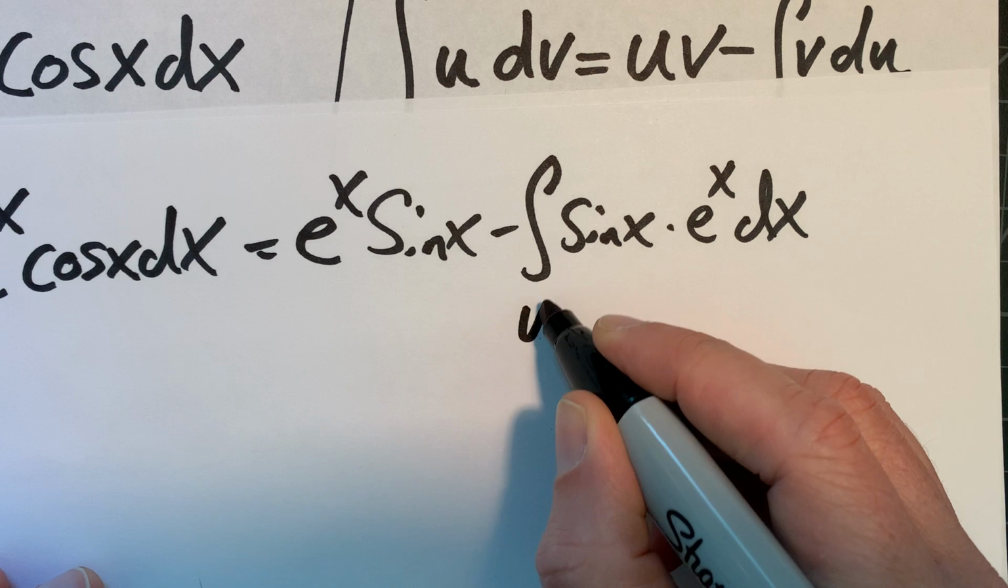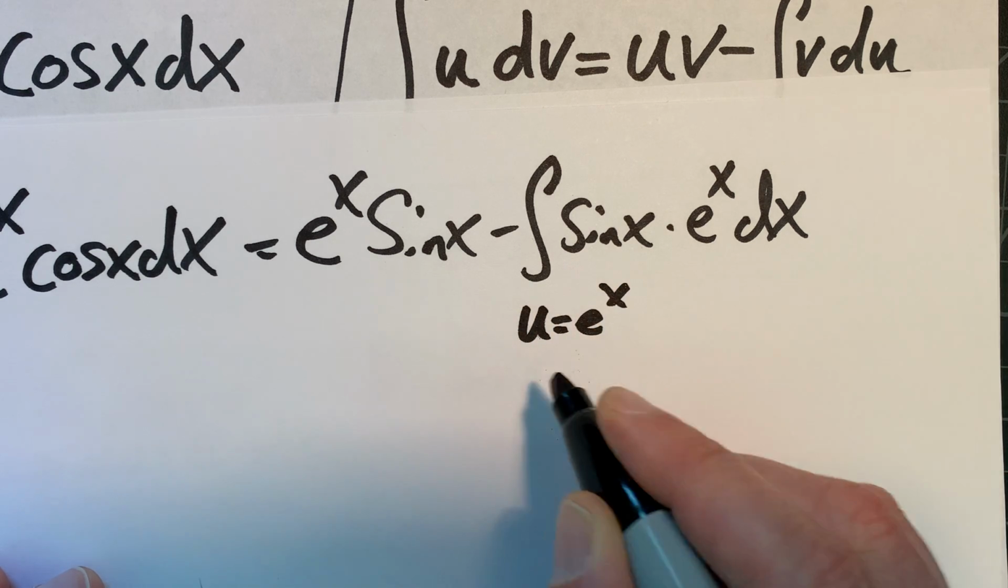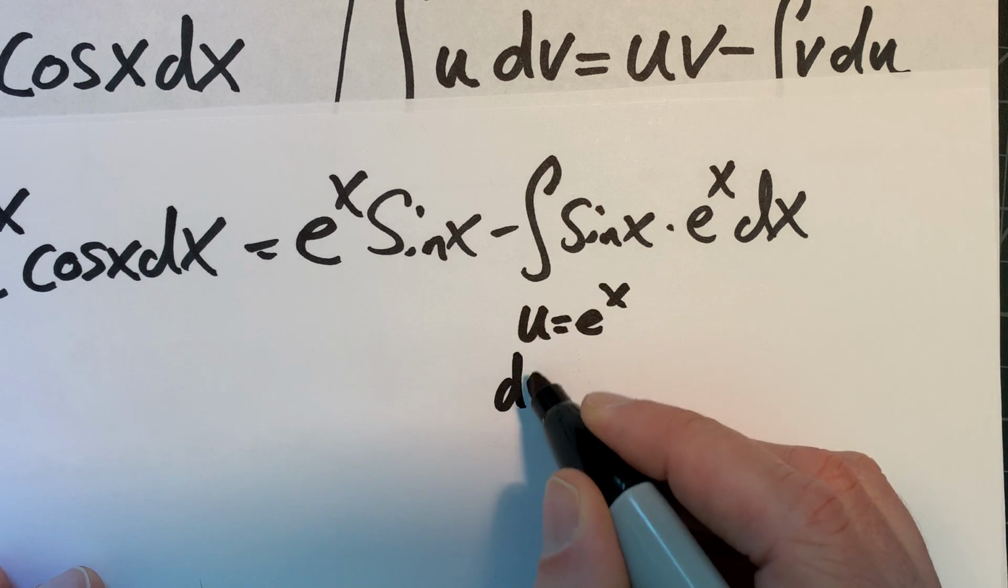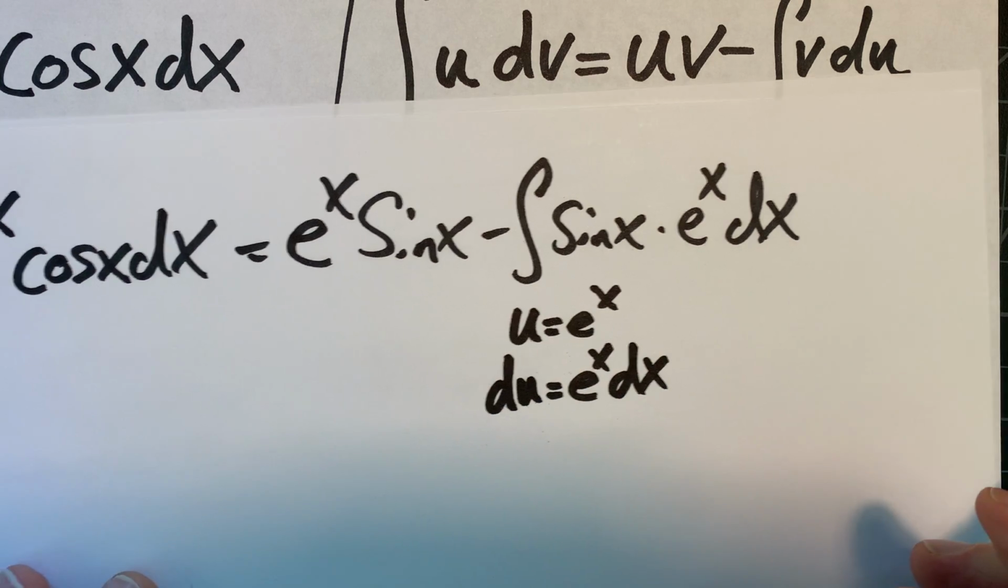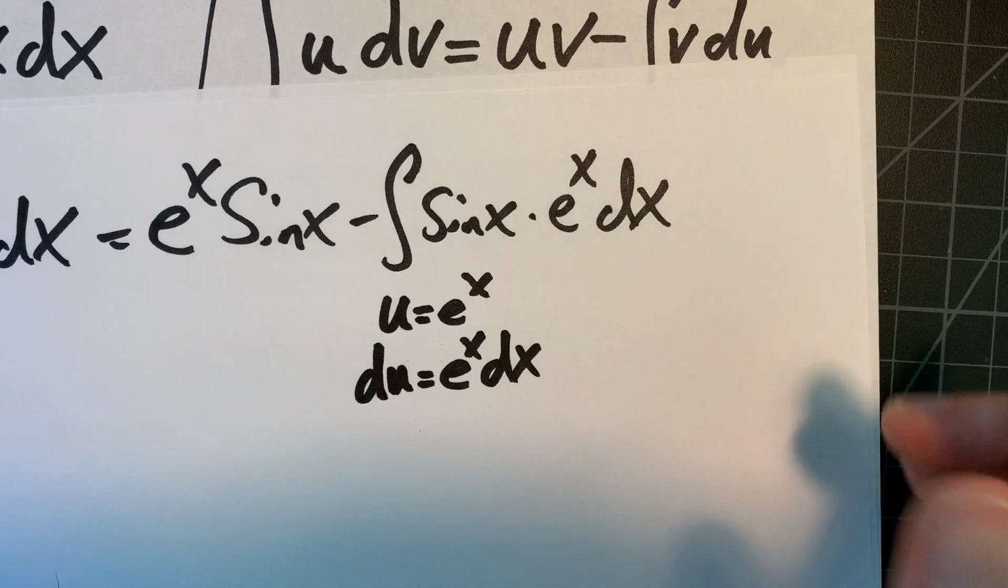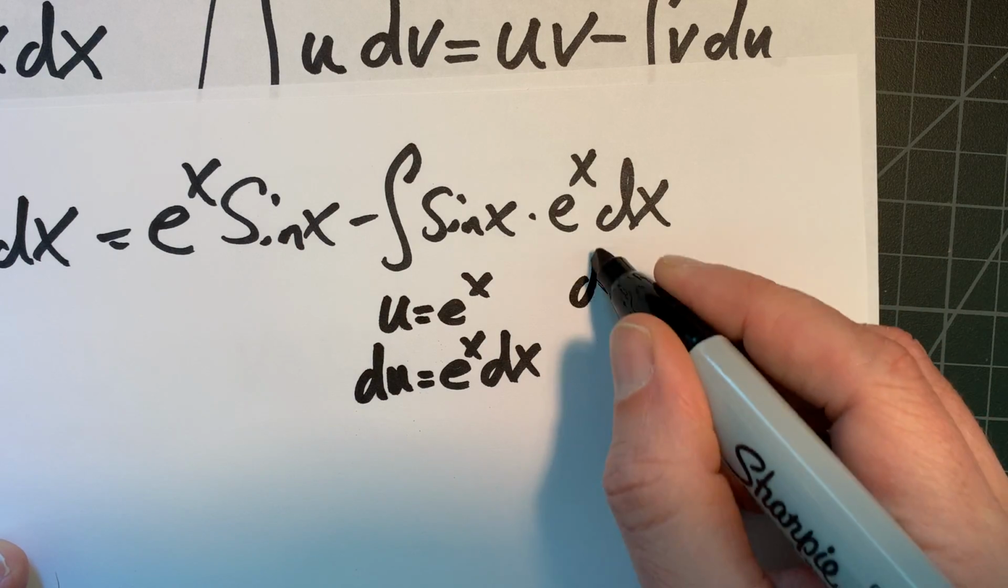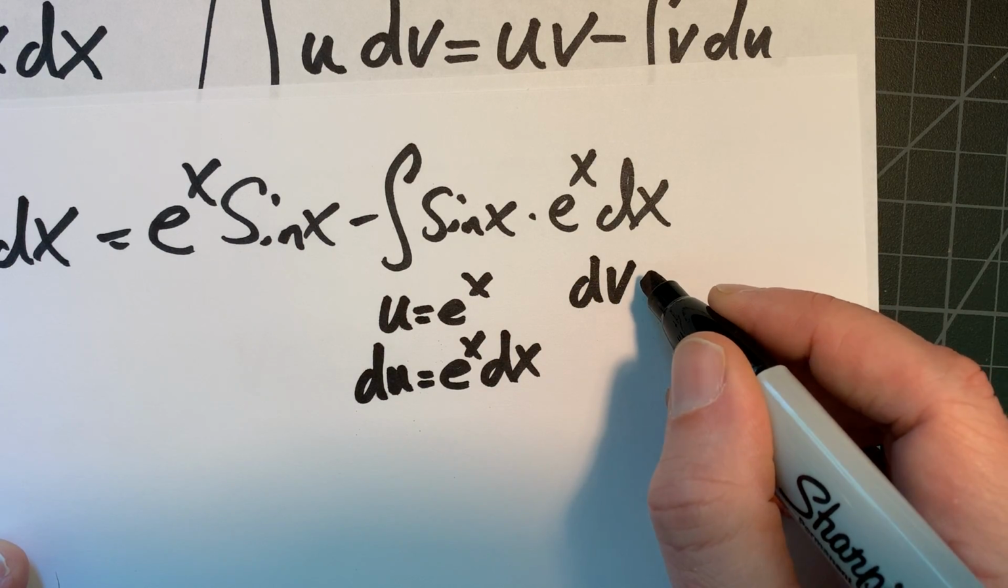Okay, so u equals e to the x, du dx. That's kind of just the exact same thing, so we'll just write that. All right, well, what am I going to pick for my dv? I'm just going to pick sine of x. Hopefully it works out.